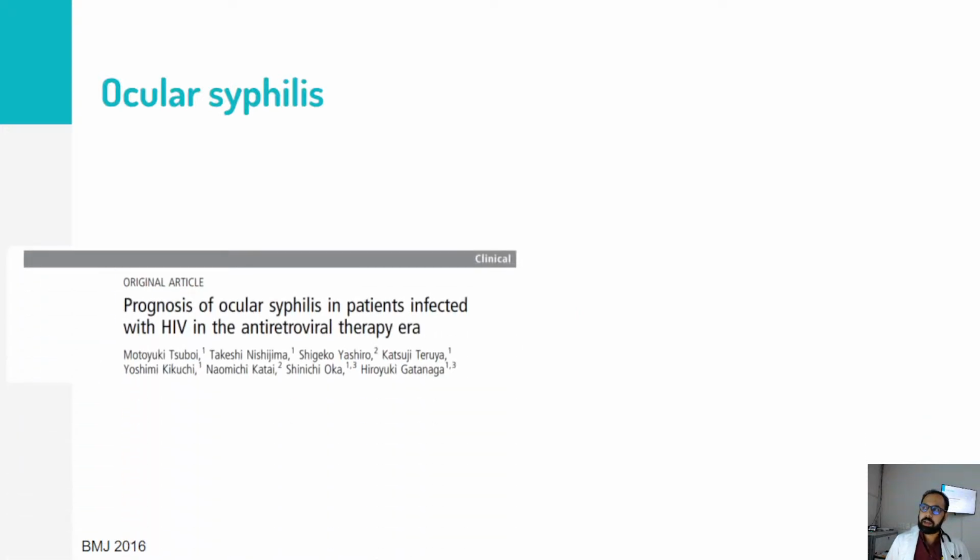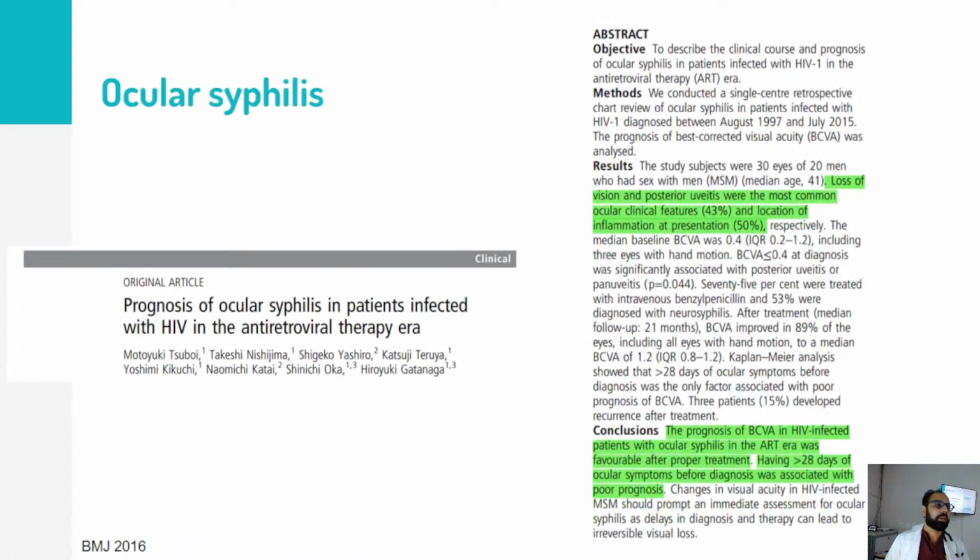Now, this study specifically looked into the factors which guide the prognosis of ocular syphilis. It mentioned that having ocular symptoms for more than 28 days before diagnosis was associated with a poor prognosis. In our patient, all other symptoms were of a very long duration, around 3 months, but the ocular symptom was of short duration. We diagnosed it from the ward. So he had a significant improvement in his vision, from finger counting at 3 meters to around 6/18 on his first follow-up.